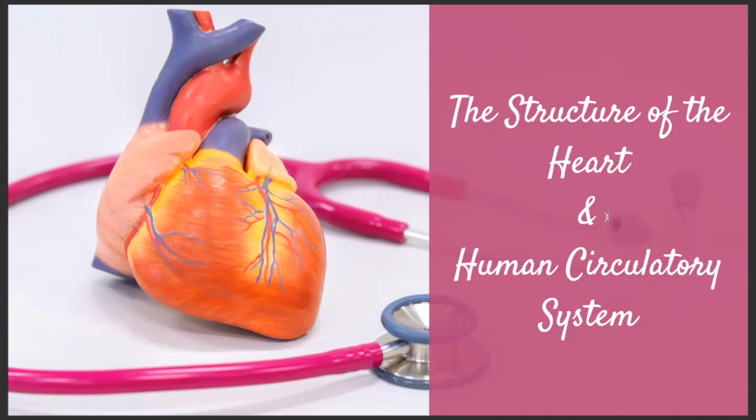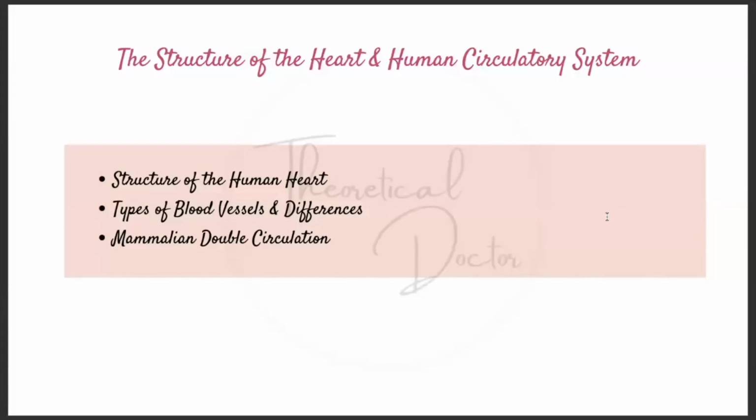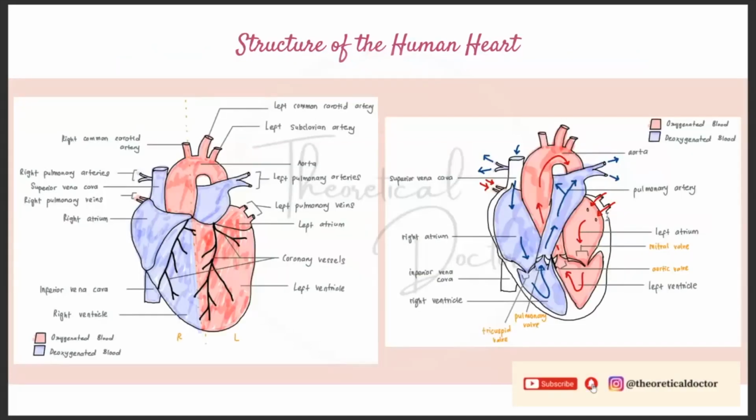In this video, we will be starting on the structure of the mammalian heart, more specifically the human heart, as well as the human circulatory system. The subtopics we will be focusing on are the structure of the human heart, types of blood vessels and their differences, and the mammalian double circulation. Structure of the human heart. These are both the structure of the human heart.